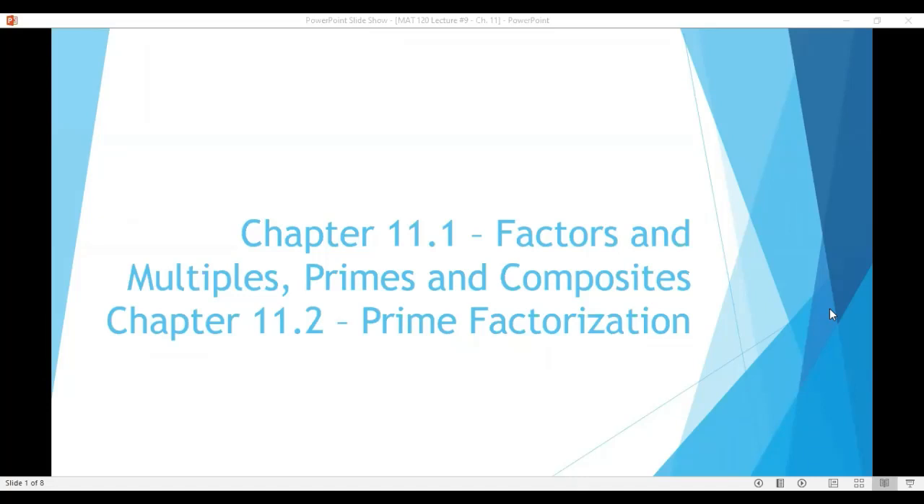We're still in our unit 4, which is about ratio and proportion and thinking about multiplication and division in different ways for the kids. And today we're going to explore factors, multiples, and primes and composites, and we're also going to talk about prime factorization.